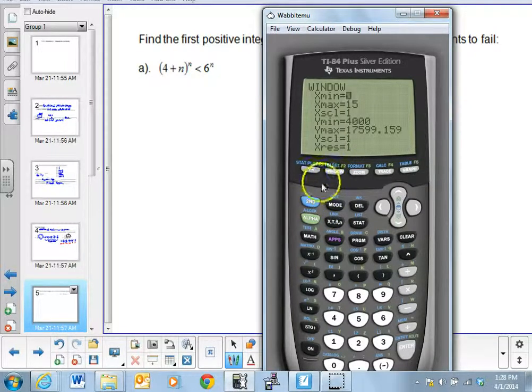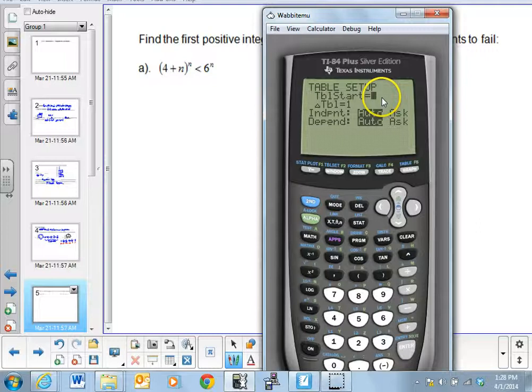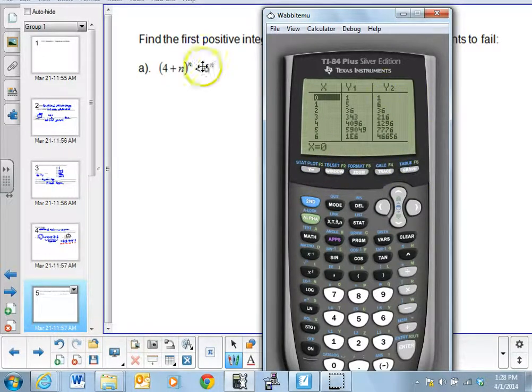And I'm going to set up my table to start at 0 because they want positive integers. I want it to change by 1, so that'll give me only positive integers, and I want it in auto mode because I really don't want to do any work. So remember, they wanted to know the first time that makes this statement fail, because for a while you're going to notice the second column, the y2, is going to be a greater value than the y1, but that's only for some cases, because you should notice right here on the integer of x equals 2, that gave equal values for y1 and y2. Up until that point, it was a true statement, but not at x equals 2.